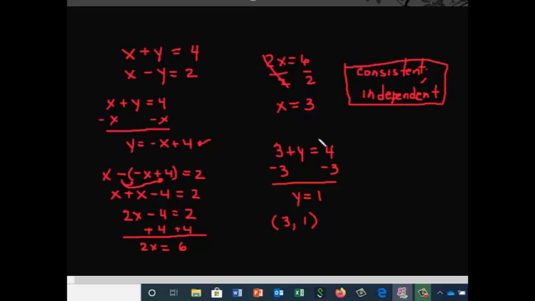Okay, so that's how we solve this numerically using the substitution method. This is the substitution method. So let me put that on. This is the substitution method.